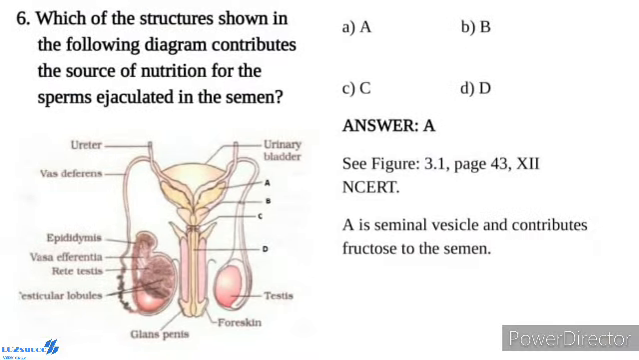Question number 6. Which of the structures shown in the following diagram contributes the source of nutrition for the sperms ejaculated in the semen? Shown in the diagram, diagrammatic view of male reproductive system. A is seminal vesicle, B is prostate, C is bulbourethral gland, D is urethra.